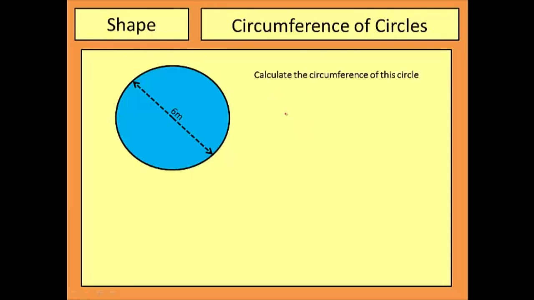In this video we're going to have a look at calculating the circumference of a circle. Now circumference, in terms of a circle, is just a word that also means the perimeter of the shape, and as you remember, perimeter is the length of the edge that goes all the way around the shape.